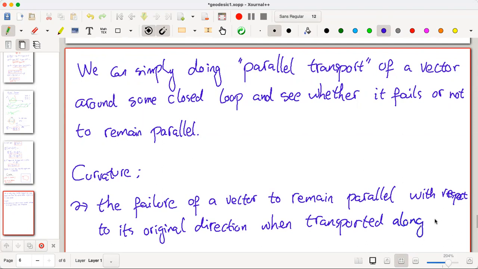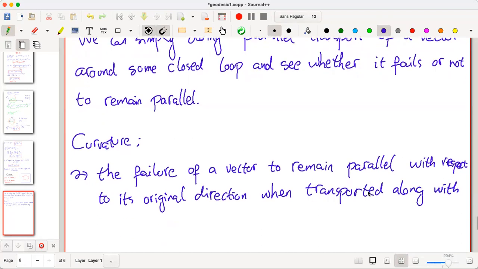Now this is important. Closed loop. If it's not a closed loop, then it cannot guarantee that the result is parallel or not. Along a closed loop or a contour.